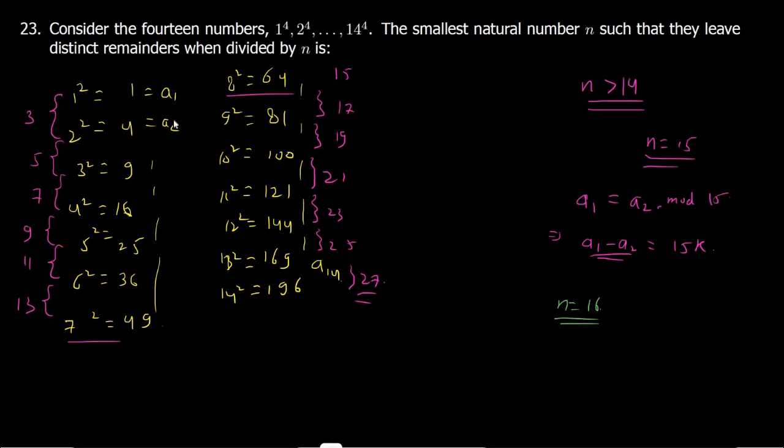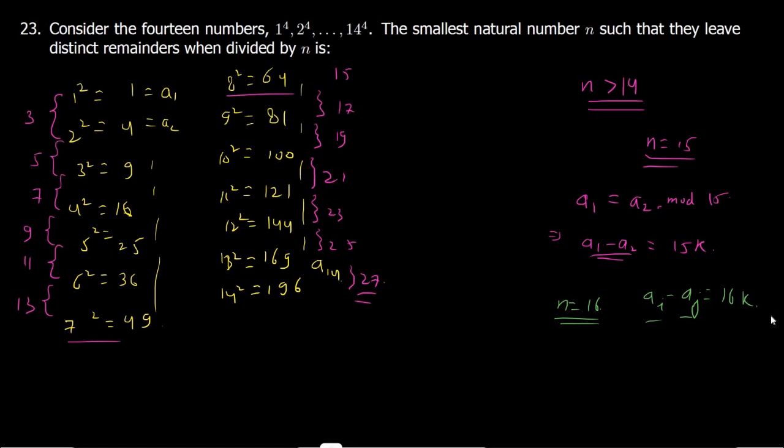Suppose again you will get two numbers whose difference will be a multiple of 16. So suppose any ai minus aj is a multiple of 16. Now both of them could be odd or both of them could be even as well. But how will you get 16? As a difference is 16 or a multiple of 16 actually. Ai minus aj is some multiple of 16.